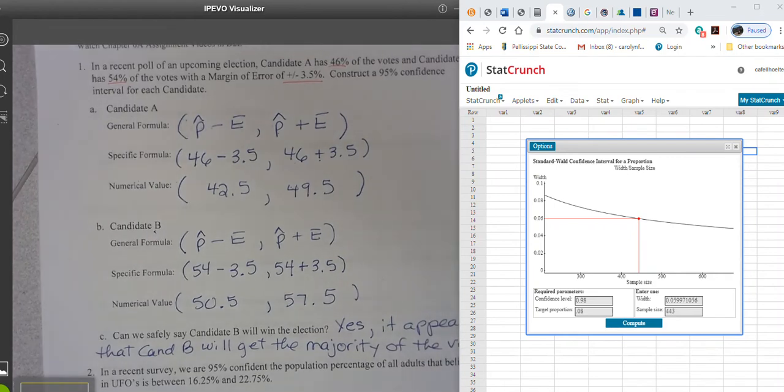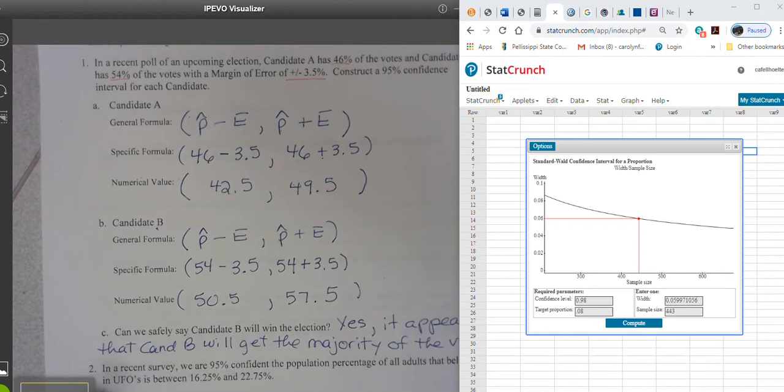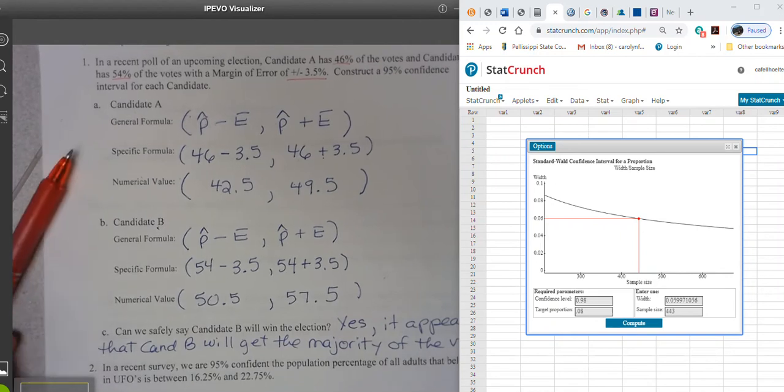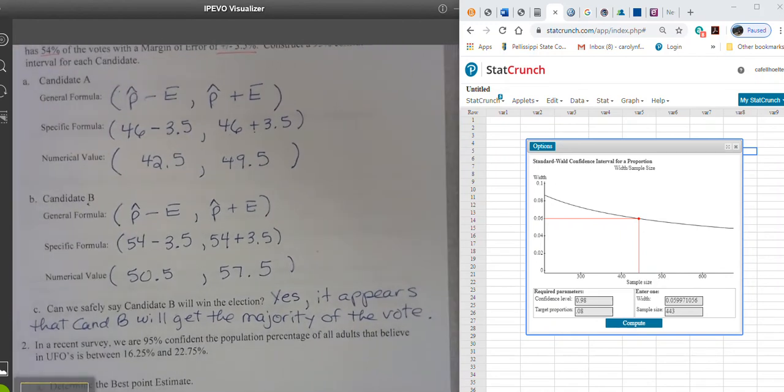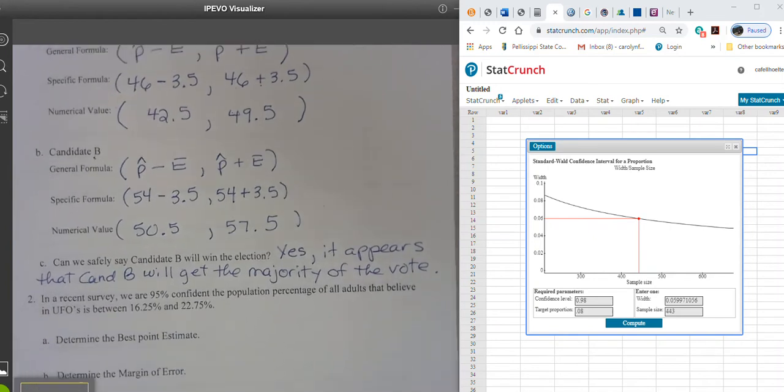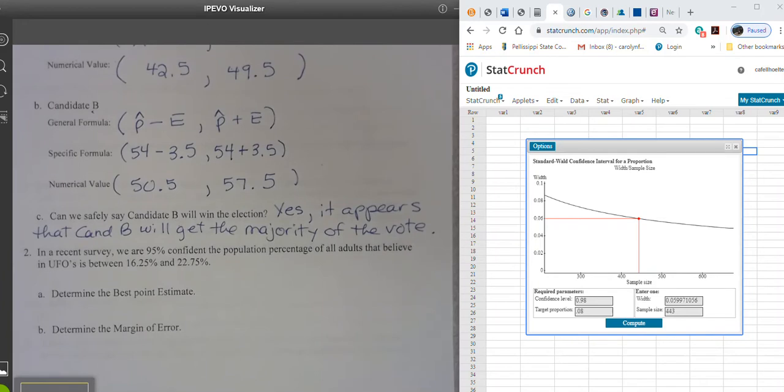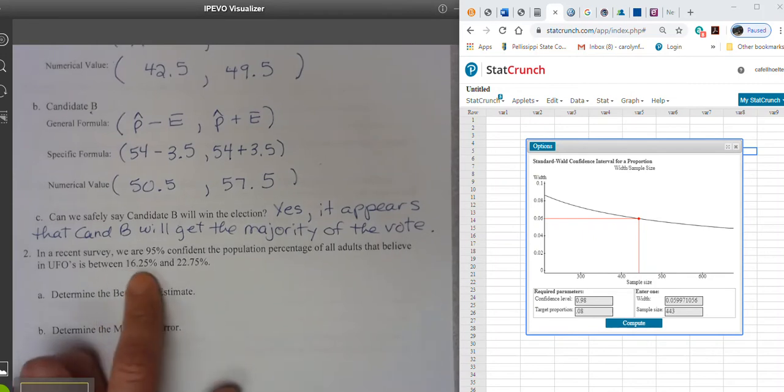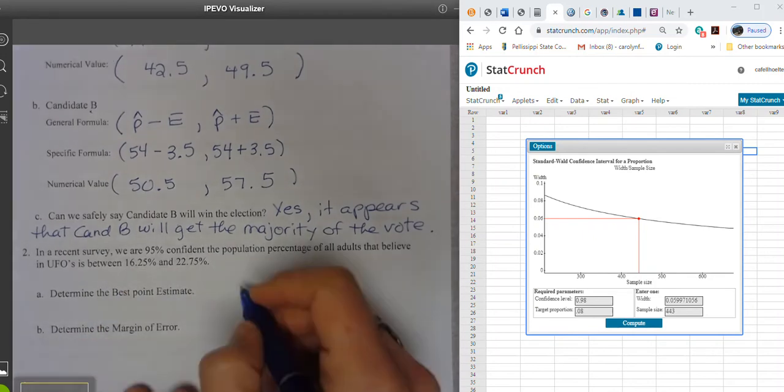The next problem asks us, it's telling us that in a recent survey, slide that over there, excuse me. It says in a recent survey, we are 95% confident that the population percentage of all adults who believe in UFOs is between 16.25% and 22.75%. So here we're given the confidence interval already. We already know what it is. It's a 95% confidence interval.